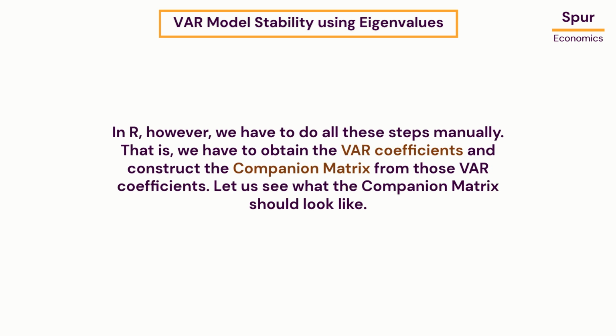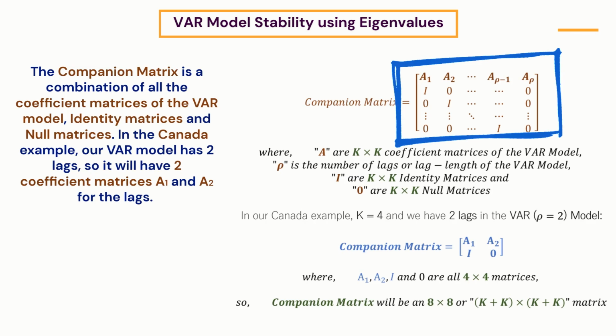In R, however, we have to do all these steps manually. That is, we have to obtain the VAR coefficients and construct the companion matrix from those VAR coefficients. Let us see what the companion matrix should look like. The companion matrix is a combination of all the coefficient matrices of the VAR model, identity matrices, and null matrices.